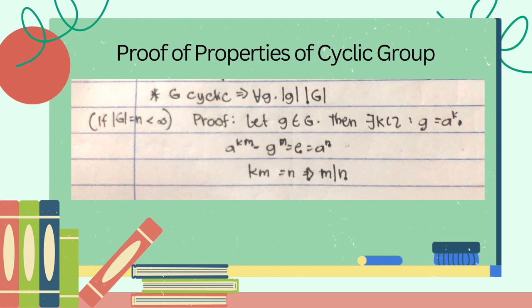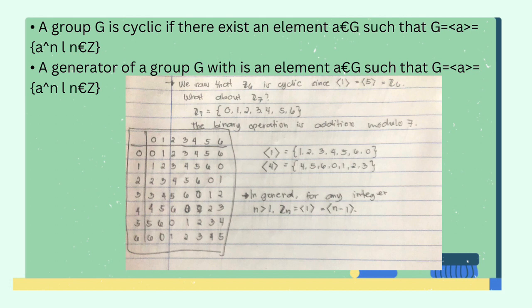So far, we've gotten quite a bit. Every cyclic group is abelian. The order of its generator is the same as the order of the group, and the order of any element has to be a divisor of the order of the group. These things are all true for cyclic groups. Moving to the last part, let's restate the definition of the group and the generator.